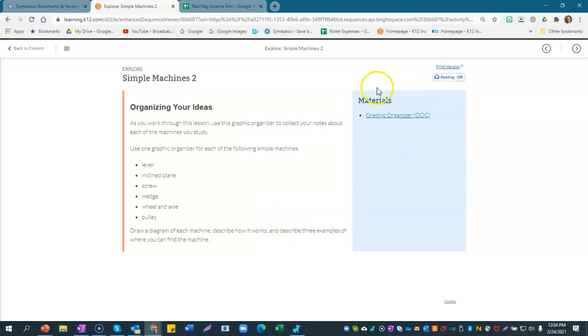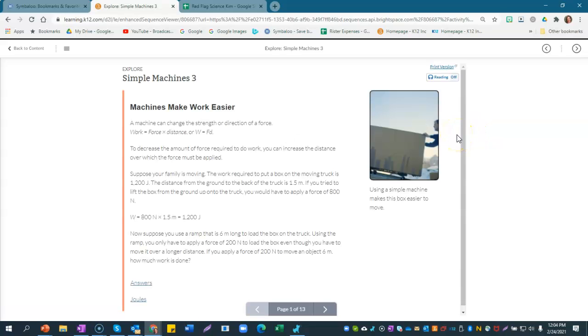This is optional. You don't need to do that, but it is important to understand how each machine works. So that you will want in your notes. So the graphic organizer is a great way to make sure you have everything in.